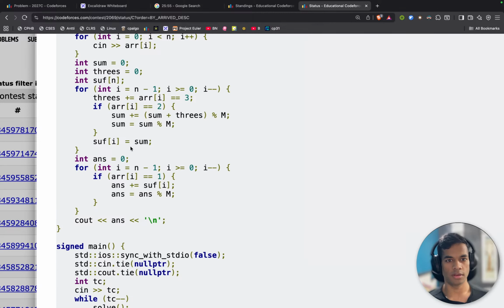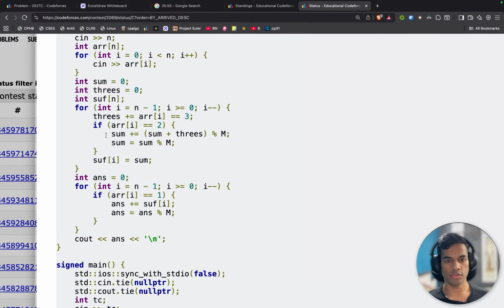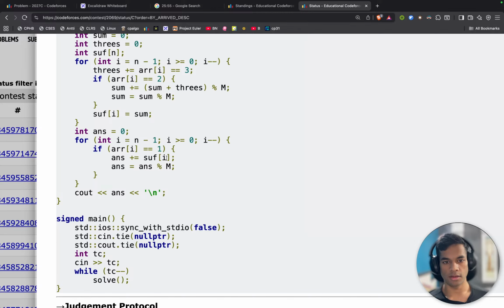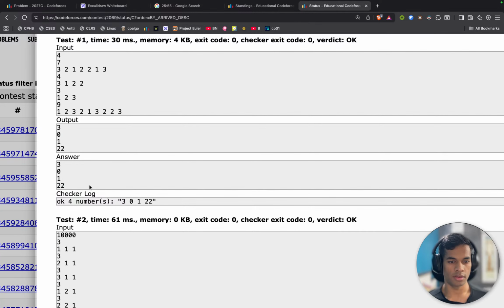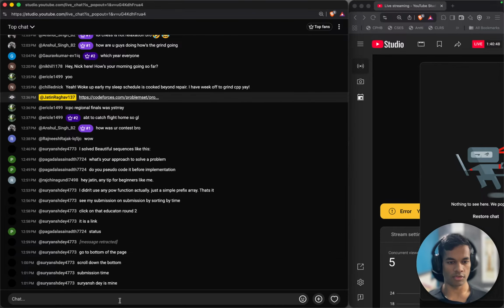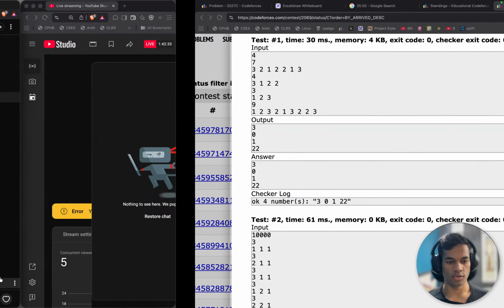What is happening? Sum was initially equal to 0, and you are adding threes. Threes is just the number of threes that you have seen till now, and then later you are just adding all of the suffixes. Wait, how is this working? That is crazy.